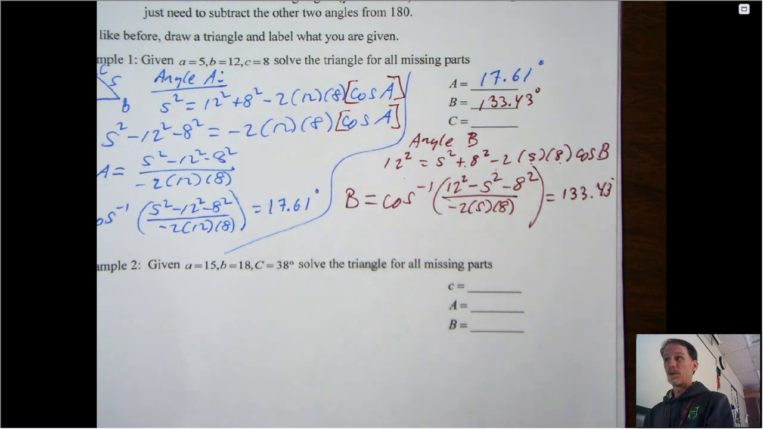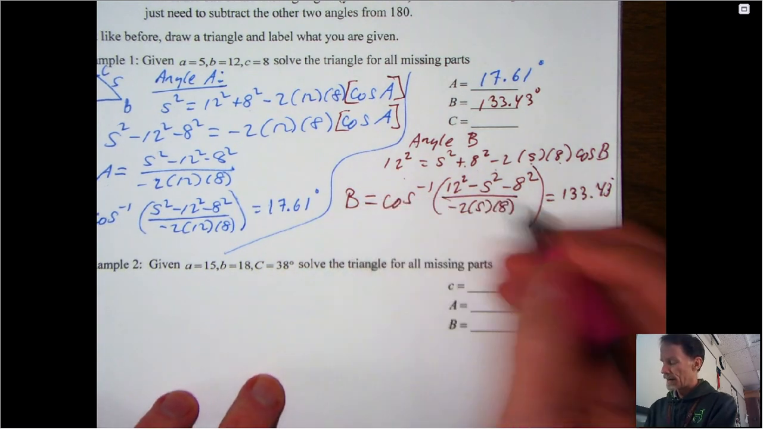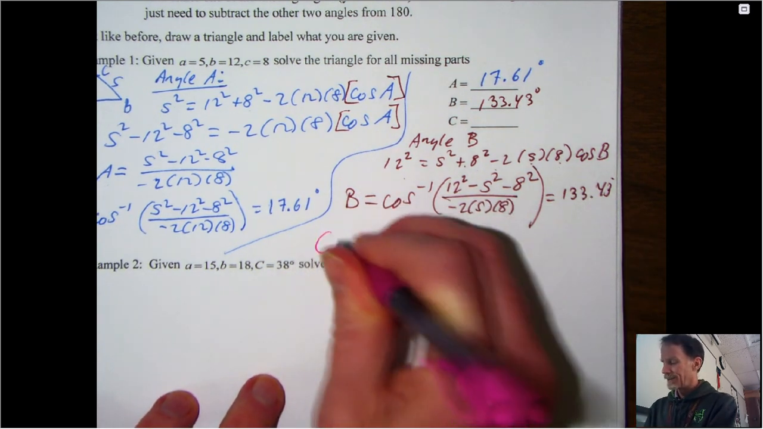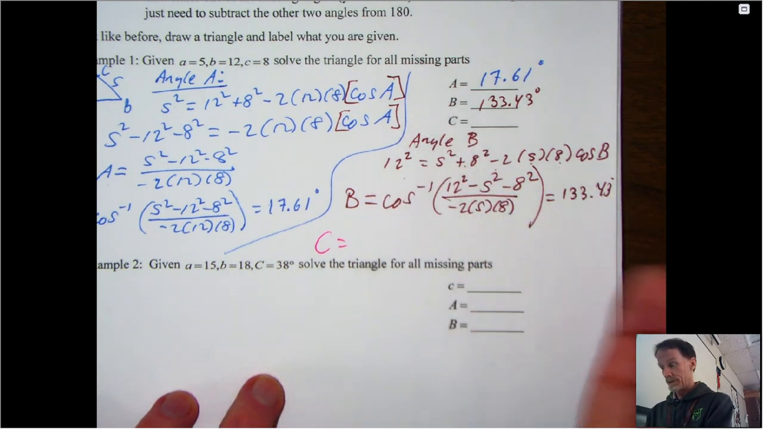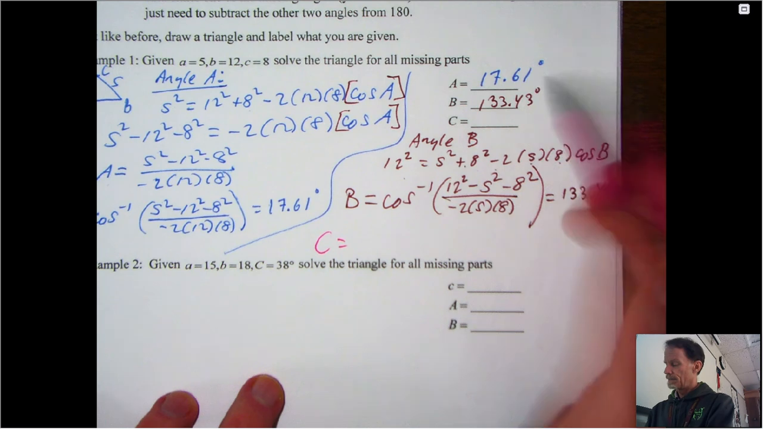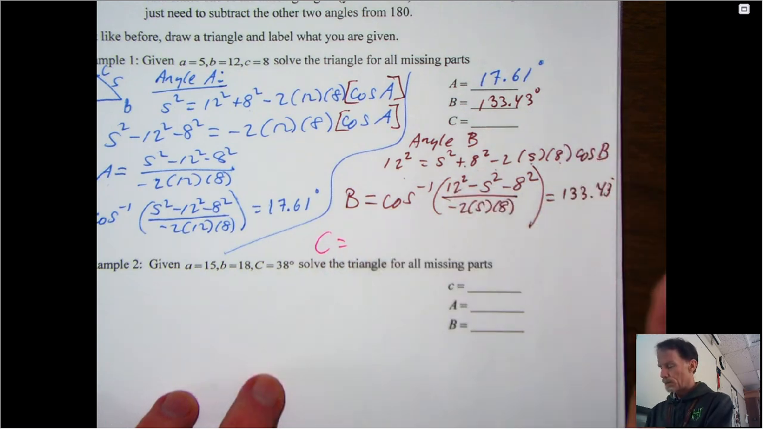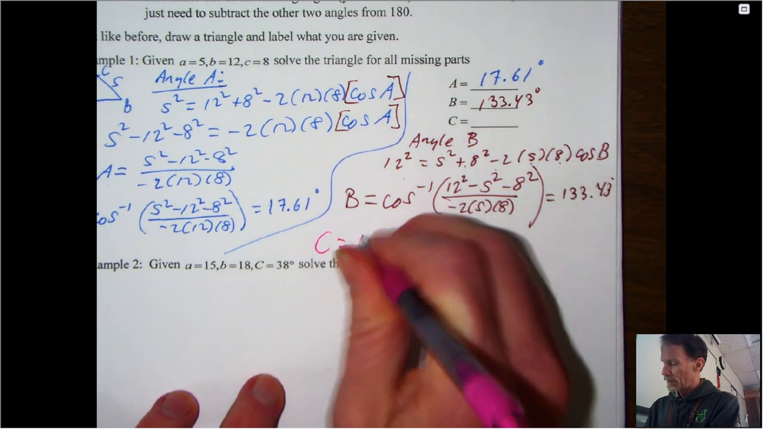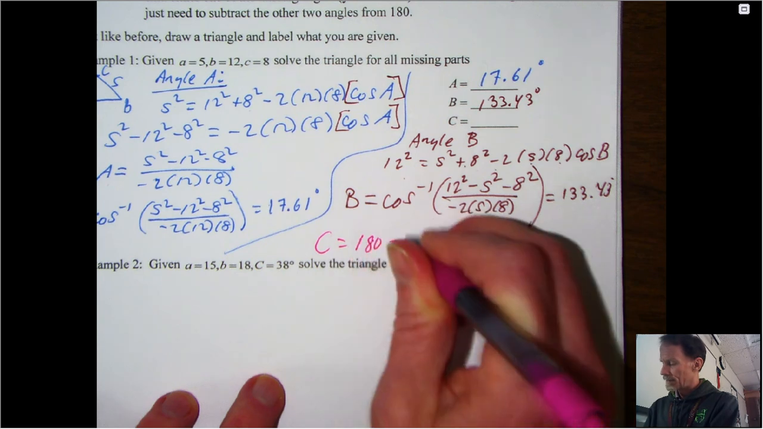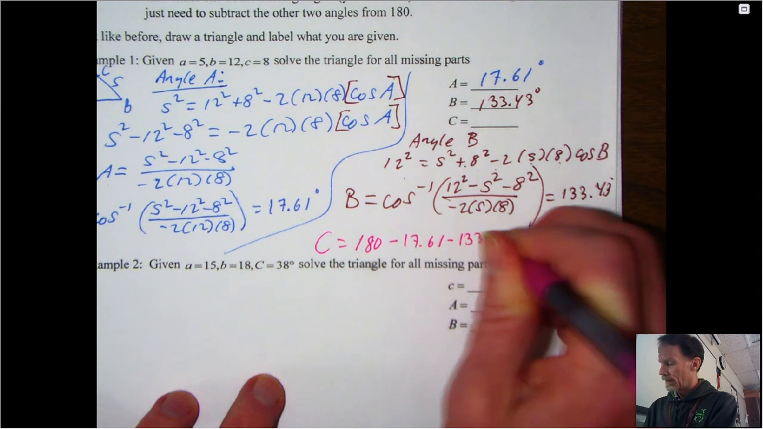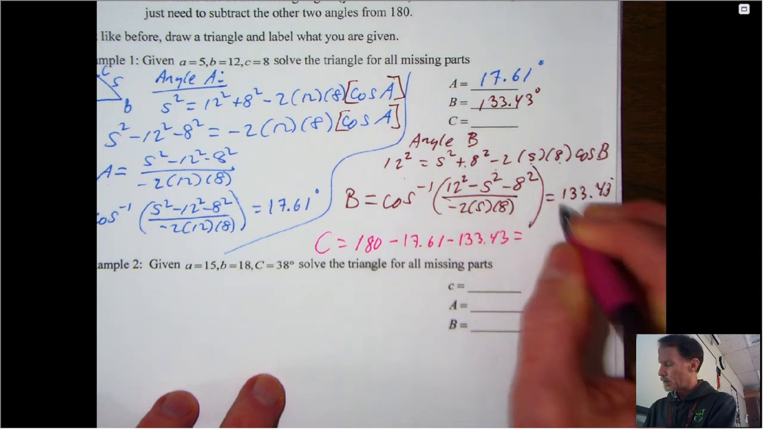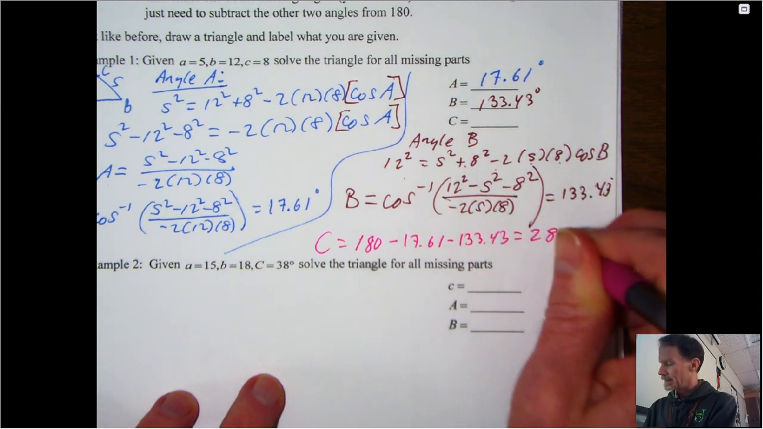And now our hard work is done, right? Because now to find angle C, all I got to do is just subtract. Because I've got two of the angles, and we've known for several years that the sum of the angles always equals 180. So C is just going to be 180 minus 117.61 minus 33.43, and that'll come out to be 28.96.